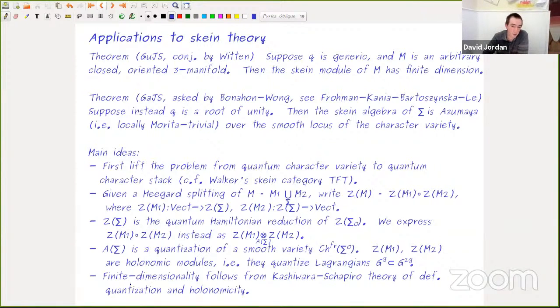And so then there are these beautiful results of Kashiwara-Shapira that tell you that you get finite dimensionality. Sorry, that should be Shapira, apologies. So it appeals to the theory of holonomic D-modules, for instance. Okay, so you relate it to some very classical and important theorems in geometric representation theory.